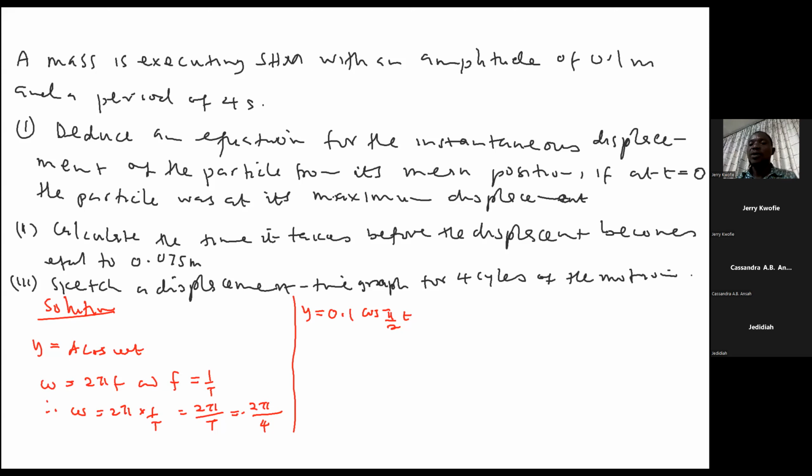All right, so our equation now becomes y is equal to 0.1 cos omega t, where omega is pi over 2. We are going to get that as 0.1 cos of pi over 2 times t. That is the equation of motion.